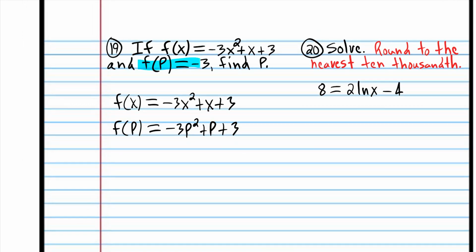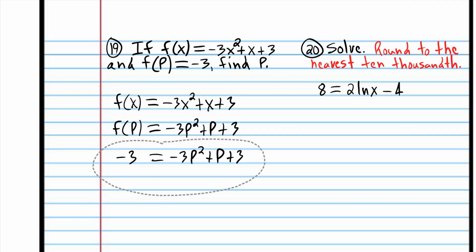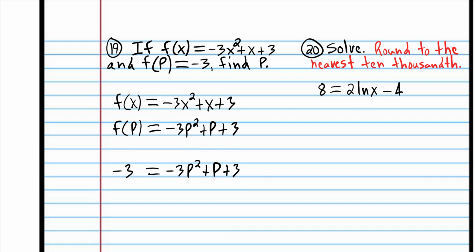But they tell us up here that f of P is negative 3. So that means if the input is P, then the output is negative 3. So I just changed f of P to negative 3 because we plugged in the P value. So our input is the blue and our output is the green. So what are we trying to find? Well, we're trying to find P, and this information helps us to do that.